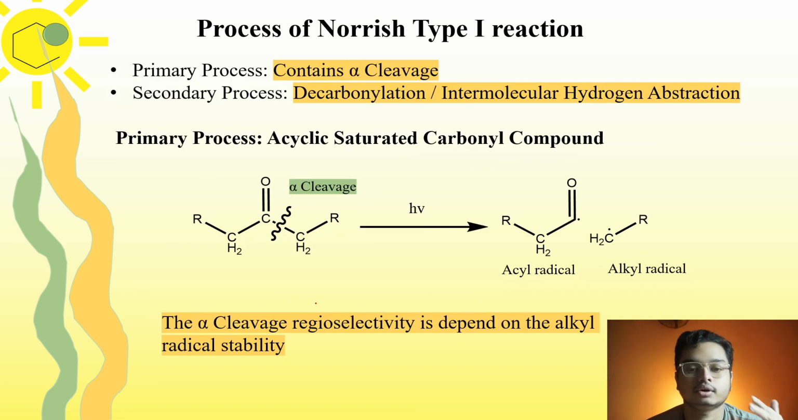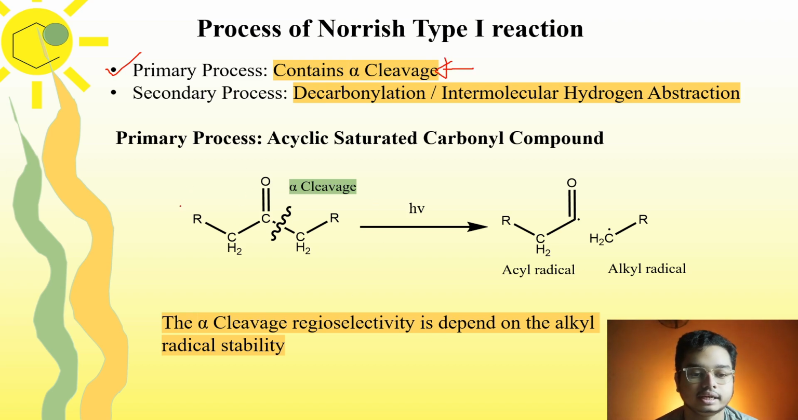Basically, in the Norrish type 1 reaction, there are two types of processes. The first one is the primary process, in which alpha cleavage takes place. The secondary process depends upon the medium. If the medium is gas, mainly decarbonylation takes place. If it is a solution medium, then intermolecular hydrogen abstraction takes place. So this is medium dependent, but in every case, whether it is a solution phase or gas phase reaction, the primary process is always alpha cleavage.